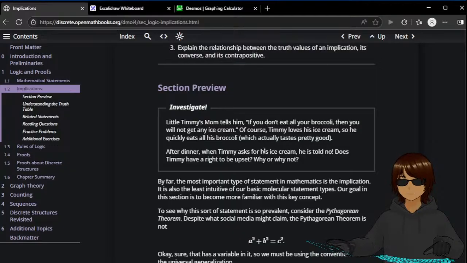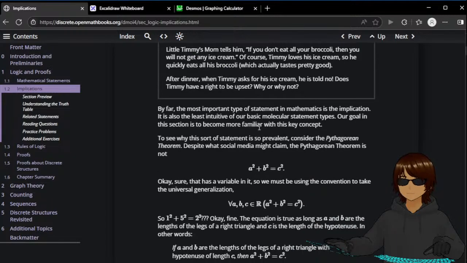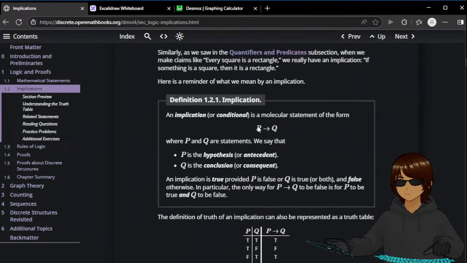After dinner, when Timmy asks for his ice cream, he is told no. Does Timmy have a right to be upset? Well, no, he doesn't, because his mom's statement still holds. An implication is a molecular statement of the form P implies Q, where P and Q are statements. We say that P is a hypothesis or an antecedent. Q is the conclusion or a consequent.